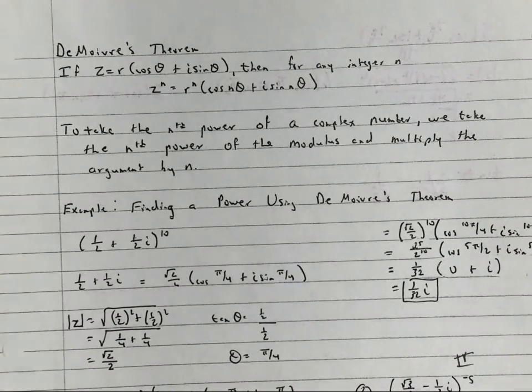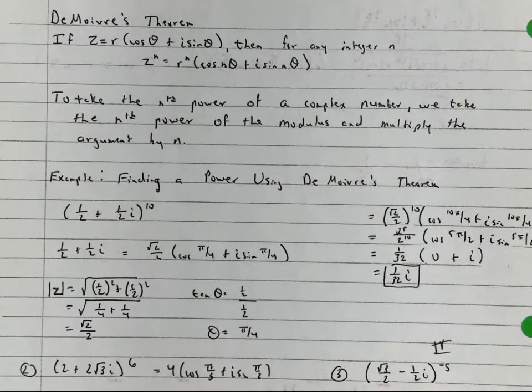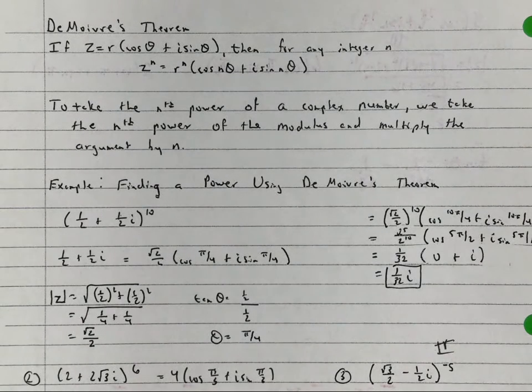Now, if you've taken French, he's a French mathematician. This is page 16. You might pronounce it a better way. But what does DeMoivre's theorem do? It helps you find the power of a complex number without having to multiply it all out.